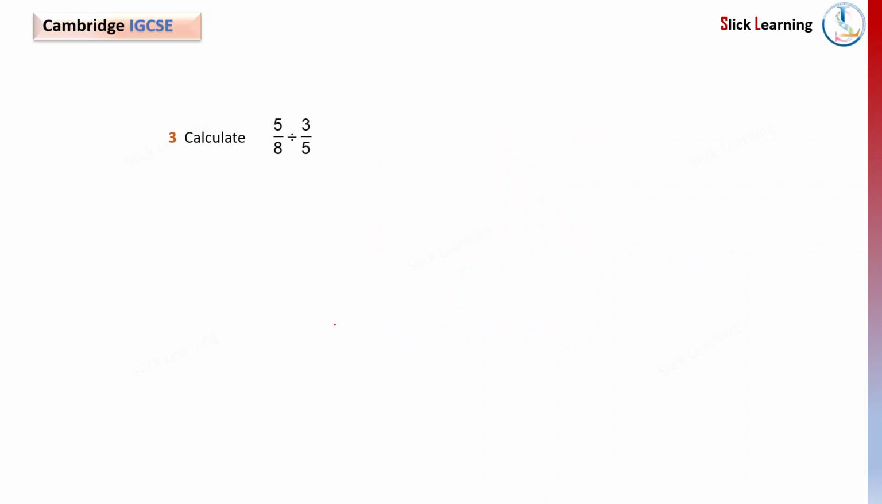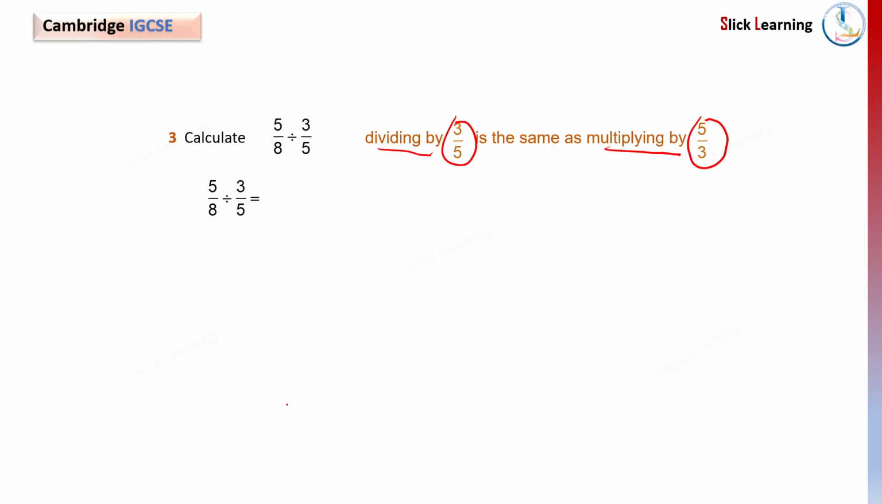Let's see how we are going to divide fractions. Whatever the number that comes after division, it means you are multiplying just by interchanging the denominator and numerator. So dividing by 3 over 5 means the same as multiplying by 5 over 3. What we did, we have interchanged numerator and denominator. So that can be written in the equivalent form, that is 5 over 8 multiplied by 5 over 3.